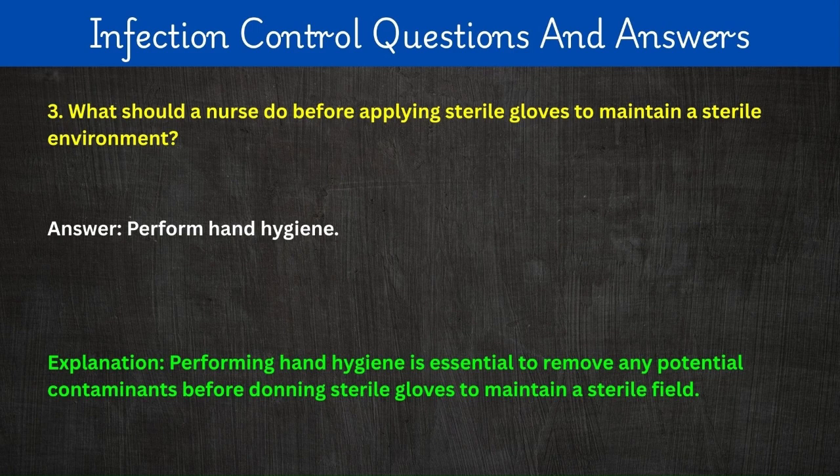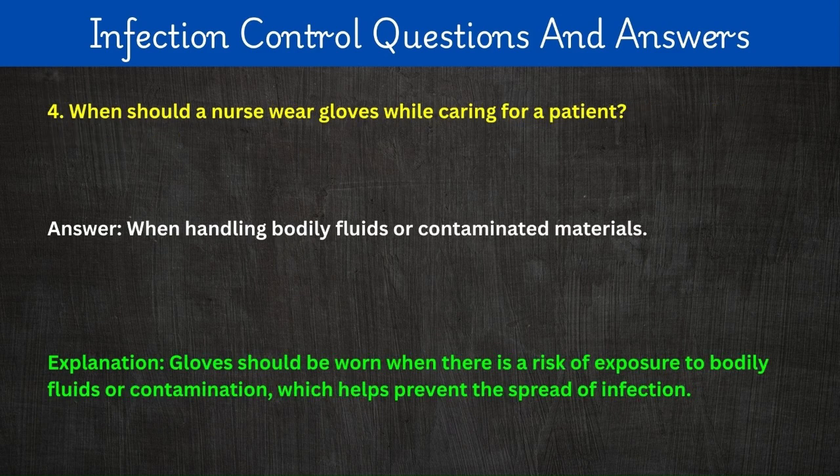3. What should a nurse do before applying sterile gloves to maintain a sterile environment? Answer: perform hand hygiene. Explanation: performing hand hygiene is essential to remove any potential contaminants before donning sterile gloves to maintain a sterile field.